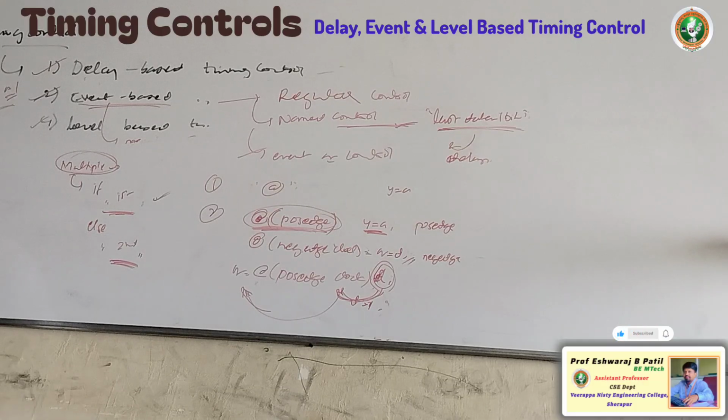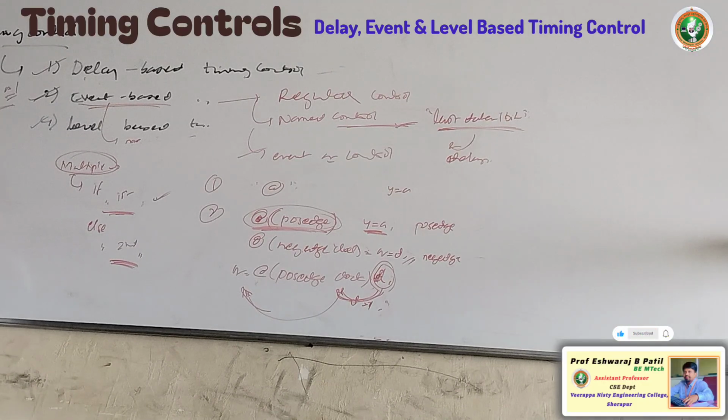Either 0 or 1. If I mention the 0 level, then the particular statement is not to be executed, and if it is 1, it executes. This is the level based control.